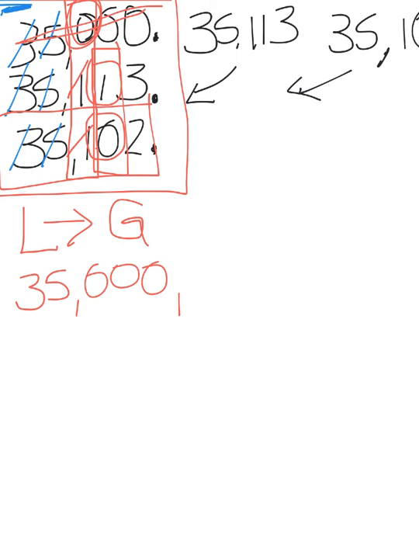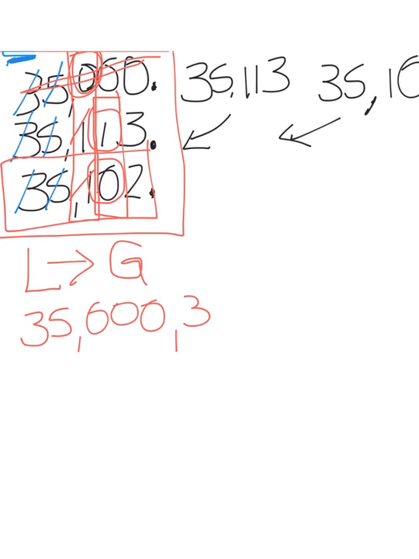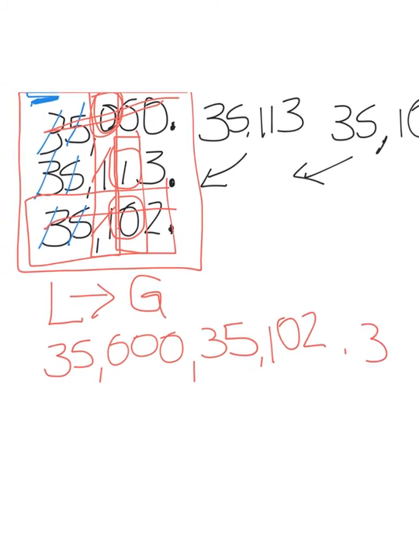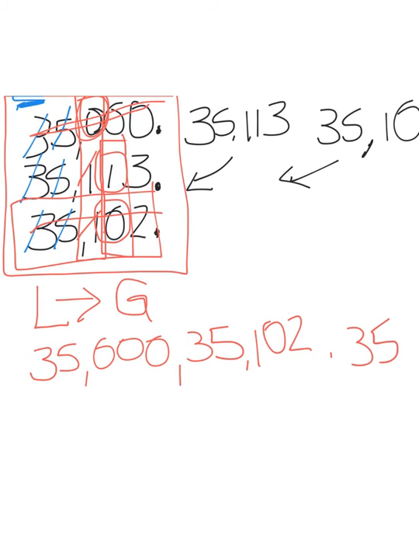So now I have 35,102. So that eliminates that one. And then my last one is going to be 35,113. This keeps moving on me. 35,113 is our biggest one.